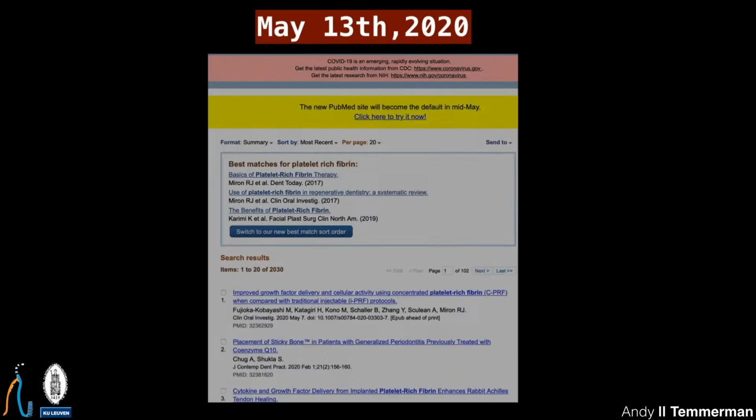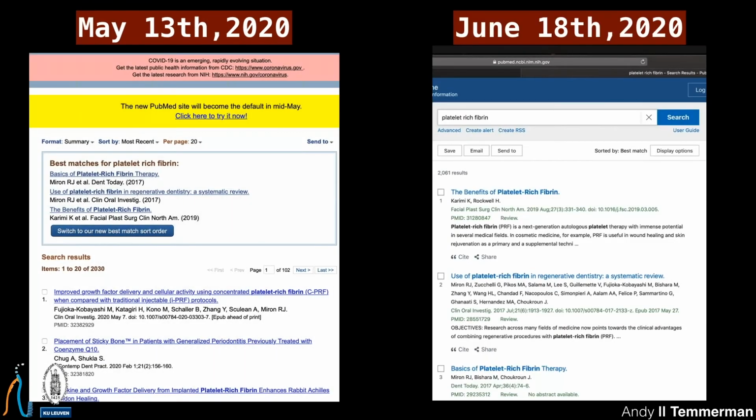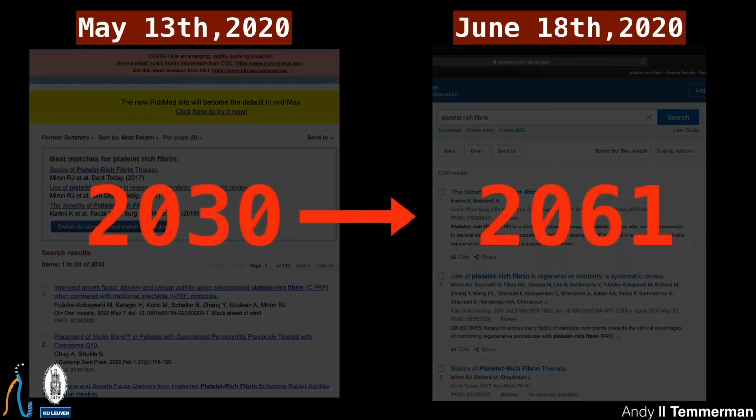And I did the same thing just today, to see what happens from May 13th to June 18th, and you could see that there was an increase of 31 papers. Just to give you an idea of how big the scientific interest in leukocyte and platelet-rich fibrin really is at the moment.